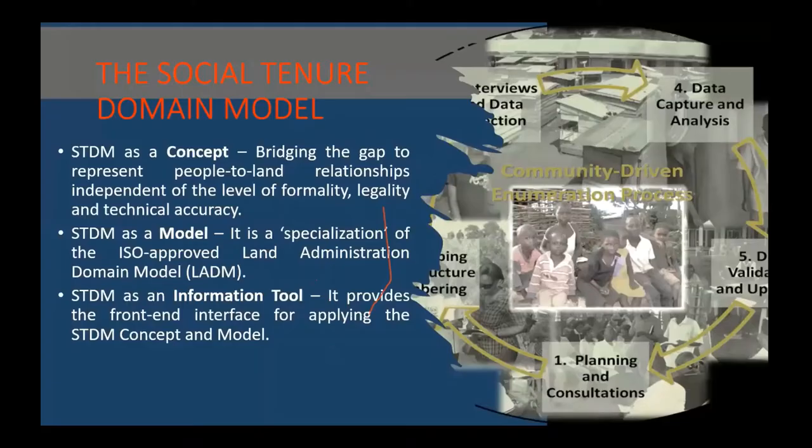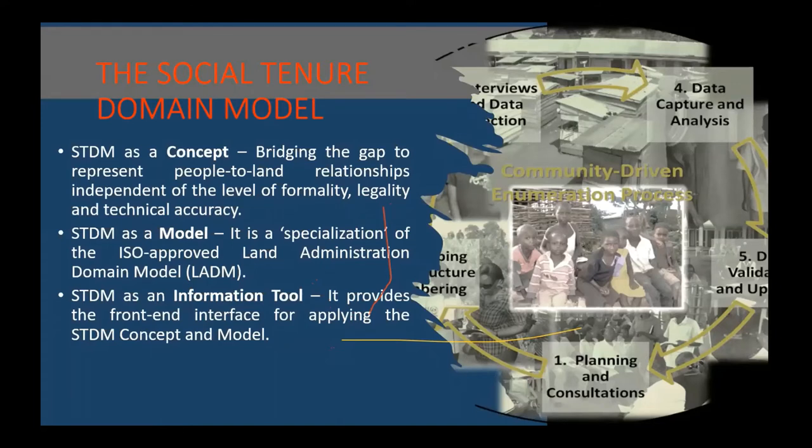Now to introduce more of the aspect of the social tenure domain model. STDM is more of a participatory tool, and you look at it in three aspects: as a concept, as a model, and as an information tool. A concept, because it's providing a new way of thinking about how you can represent people to land relationships. And this doesn't have to depend on the level of formality or legal requirement or the technical accuracy. How can we really innovate around that? Sometimes we call this the social perception of land tenure. And when you look at STDM as a model, then you're looking at it as being a specialization of the globally accepted standard of the land administration domain model.